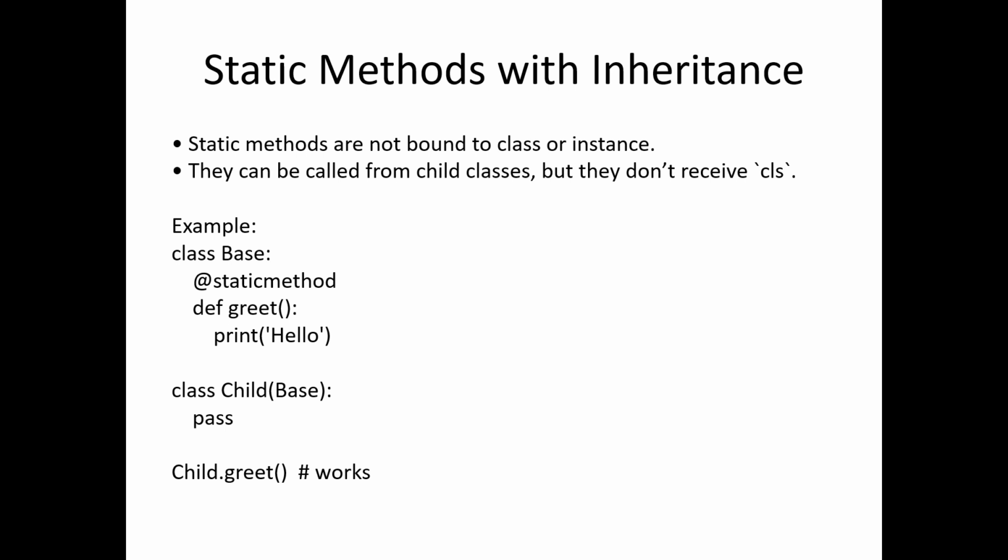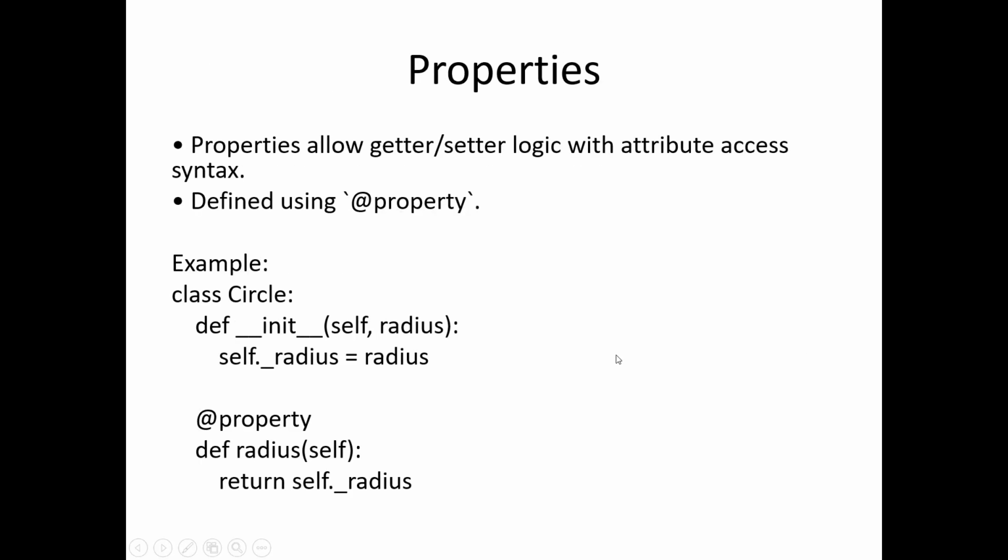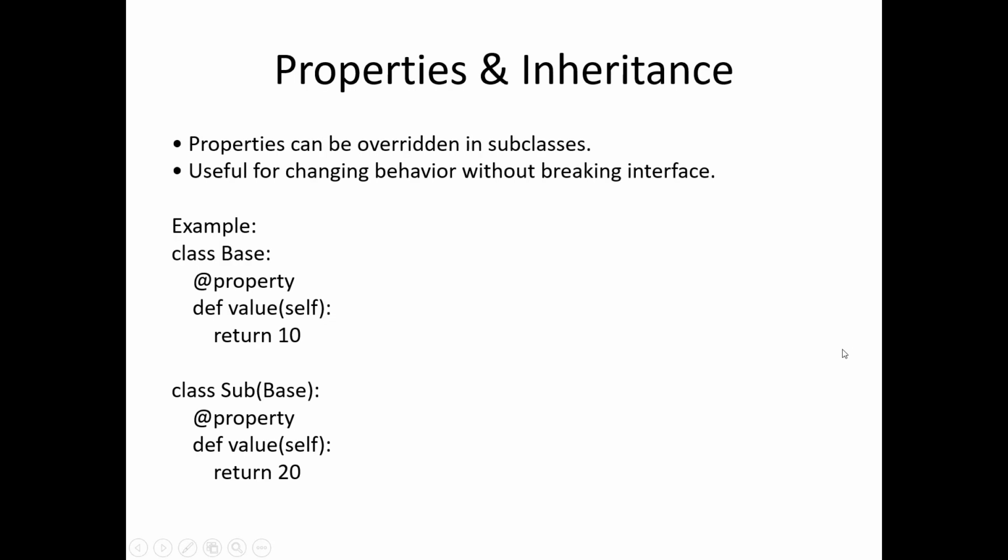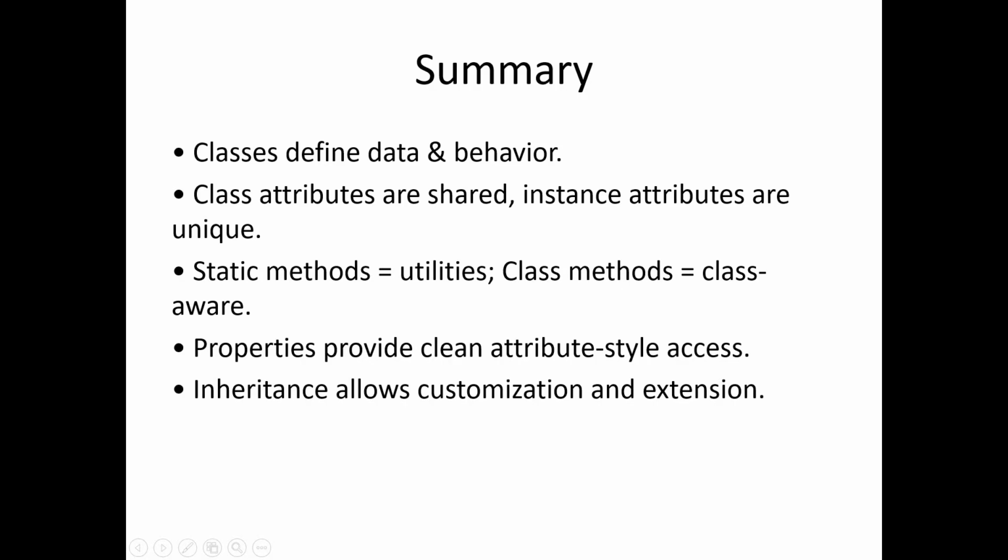So what is inheritance? Inheritance means that we can have another class, a child class, and it can inherit data and behavior from a parent class, okay. So this is what inheritance means. So what are properties? Properties allow you to control attribute access without changing how it's being used. So let's see.